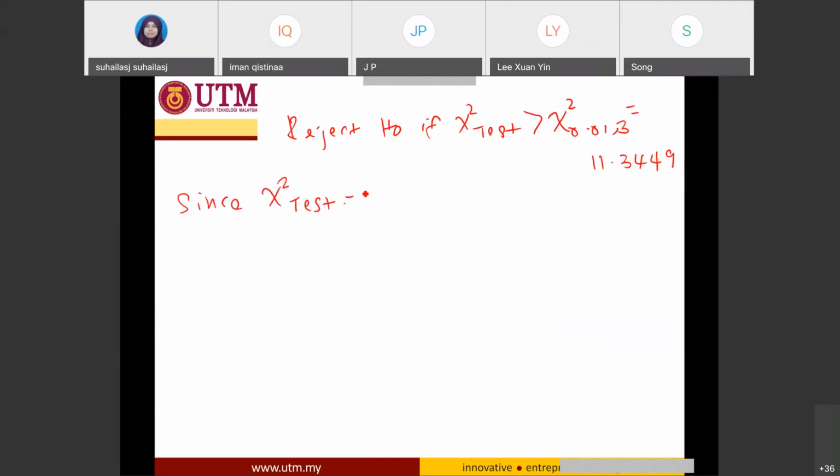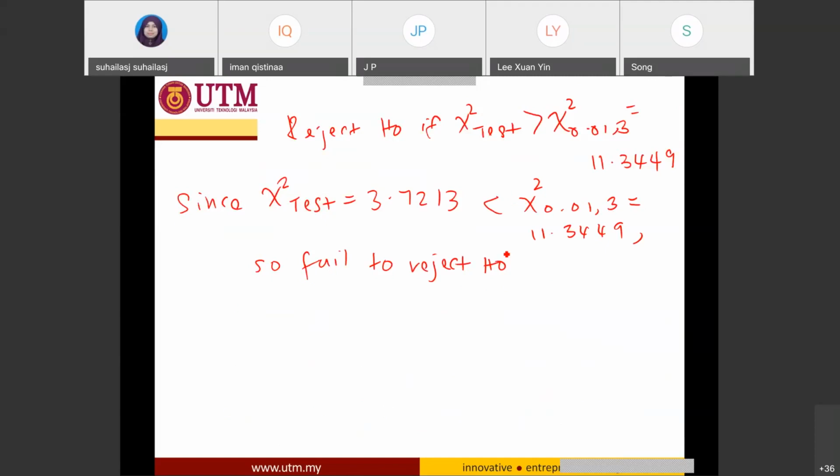You compare: our chi-square test is 3 point something, which is 3.7213. This is less than chi-square 0.01, 3, which is 11.3449. So fail to reject H naught. Do not write fail to accept or fail to accept H1. Just write either reject H naught or fail to reject H naught. Since our chi-square test is less than, fail to reject H naught. That means we accept our null hypothesis.